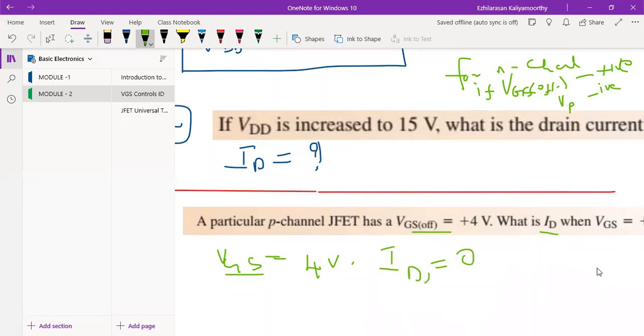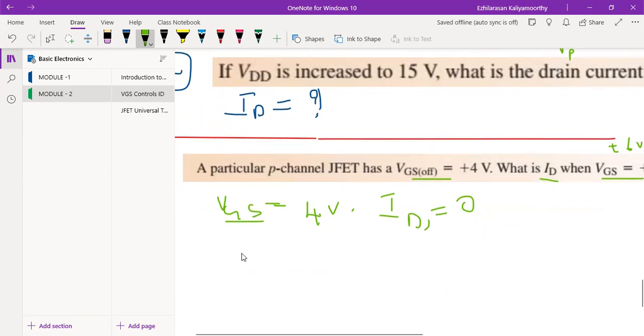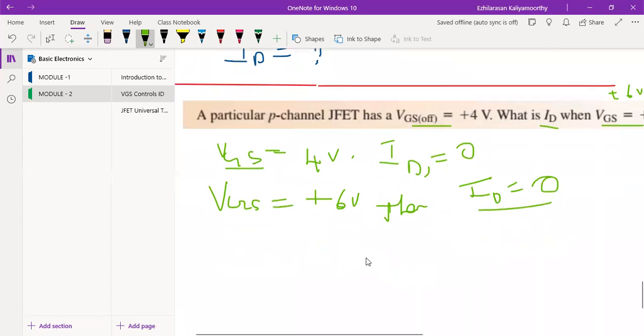So in our question they ask the VGS is equal to plus 6 volt. For 4 volt only the ID will be equal to 0. If you are still further increasing the VGS, then the JFET will be in the cutoff, then ID will remain 0. So VGS is equal to plus 6 volt, then ID will be equal to 0 only. So this will be the answer.